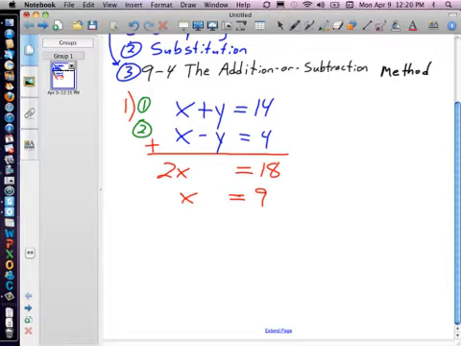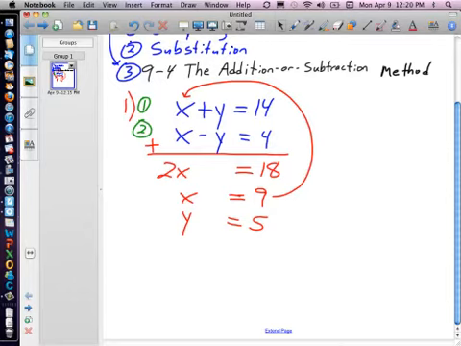Once I get my value for x, I can plug into either one of these equations, and in this case mentally works just fine. If I plug this into equation 1, 9 plus 5 is going to be 14. Alright, so now we can double check this, make sure this fits into both equations. Again, mentally, into equation 1, 9 plus 5 is 14. And into equation 2, 9 minus 5 would be 4. So as you can see, this was a really quick technique for solving this system of equations.